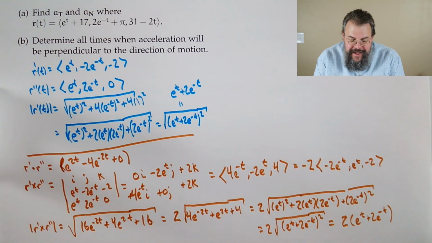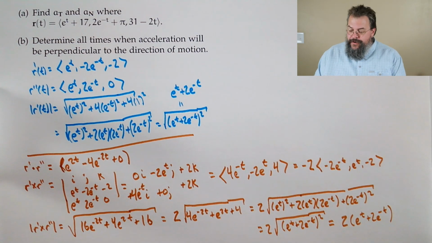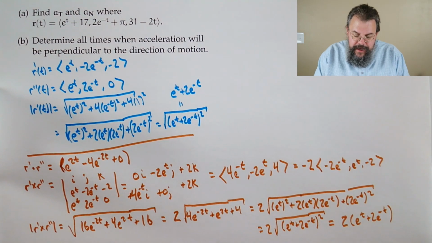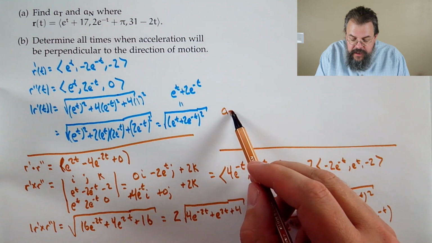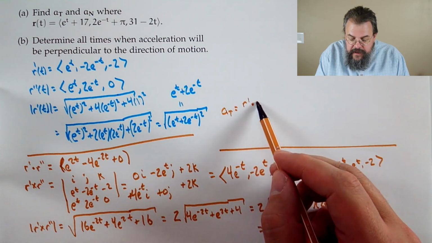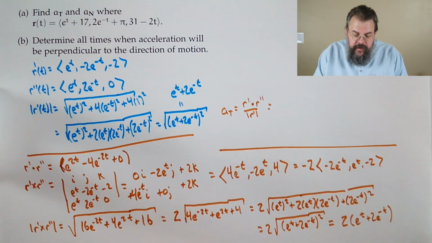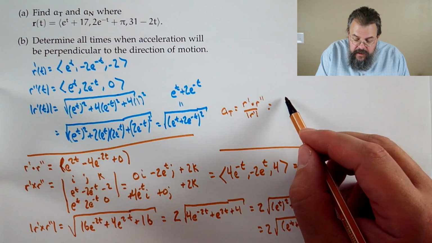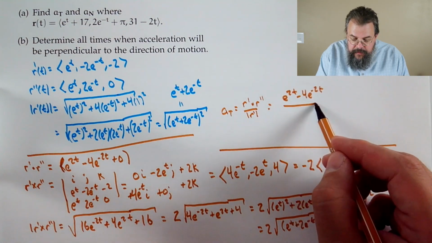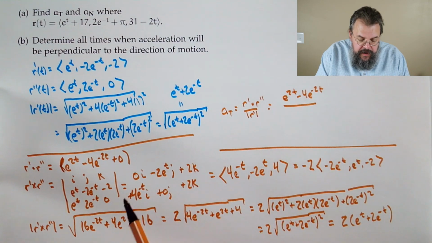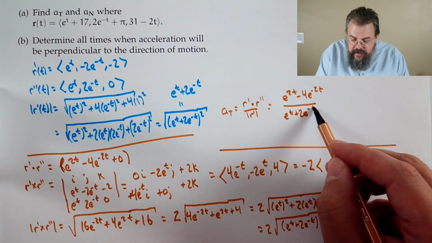Okay, all right, well, we now have to put it together. So, to get our answers, what do we have? Well, we have a sub t, that's r prime dot r double prime, over magnitude of r prime, which is, well, that's e to the 2t minus 4e to the minus 2t divided by, and where's the magnitude of r prime? It's over here. E to the t plus 2e to the minus t.